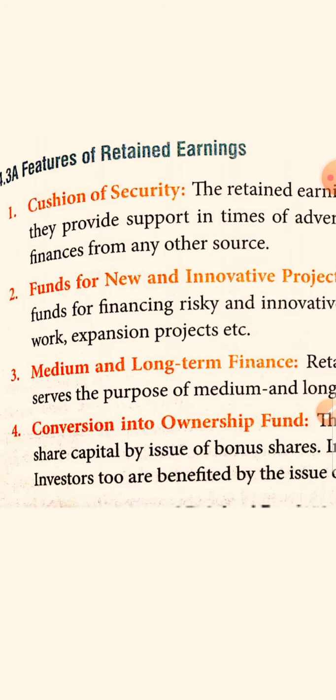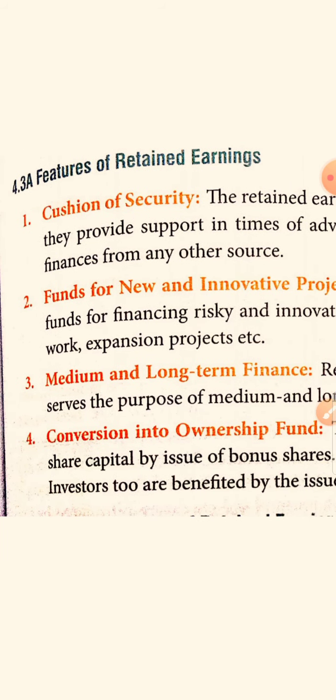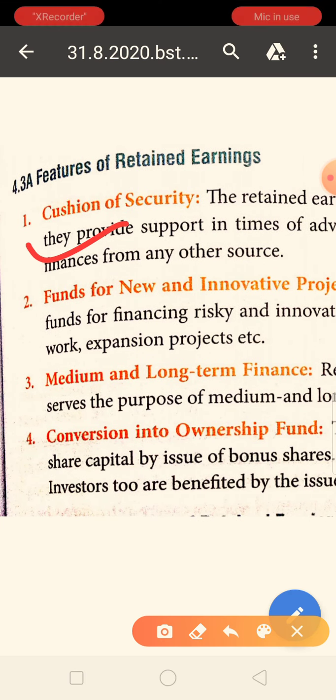Today we will discuss the features of retained earning. This is the first feature. The first feature is a cushion of security. Yes, my dear student, this is a cushion of security. Retained earning is a cushion of security because in a very difficult time, when no one is ready to provide finance, in that situation, what will you do?